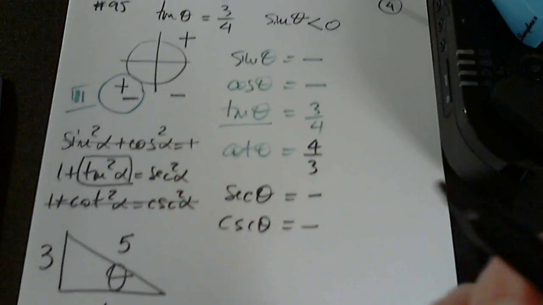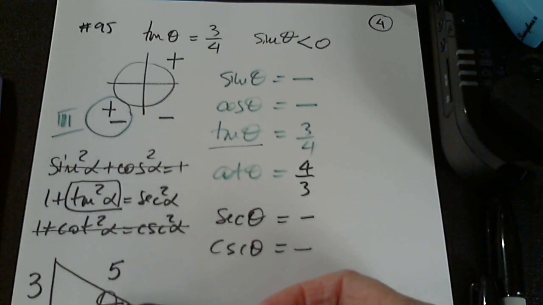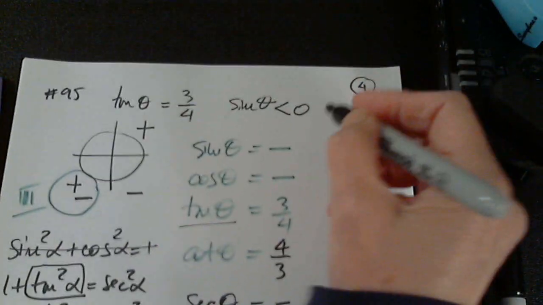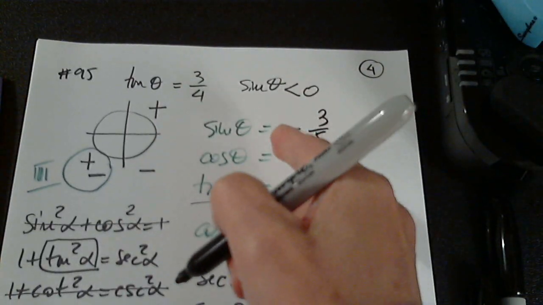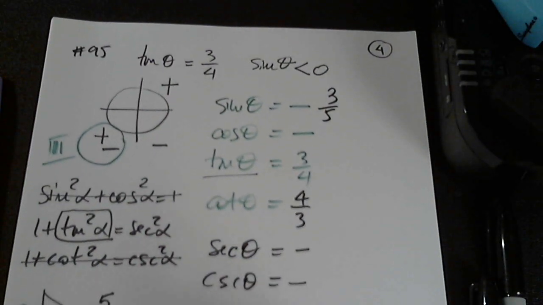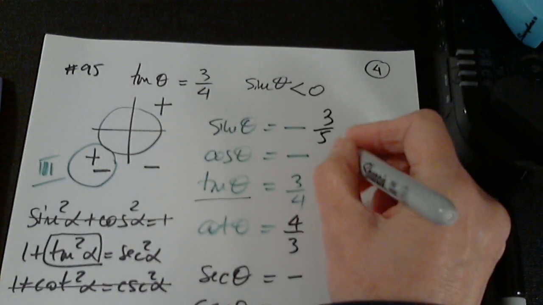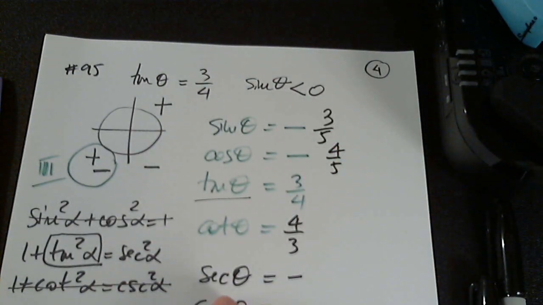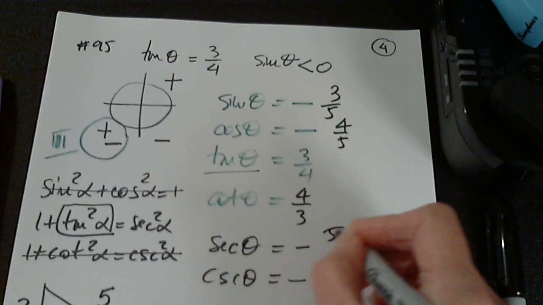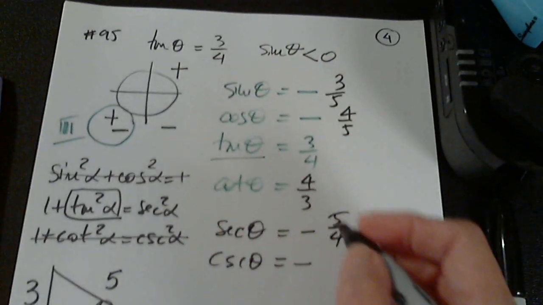Exactly. So, what is sine? 3/5. With the corresponding sign, because I took care of the signs first. What is cosine? 4/5. What is secant? 1/cosine. What is cosecant? 1/sine.